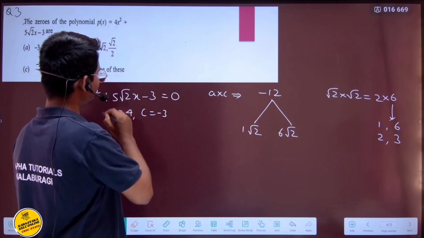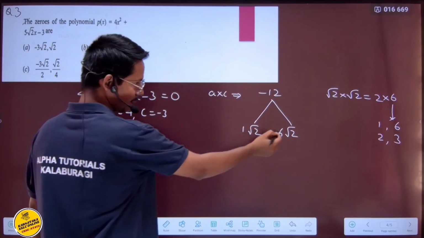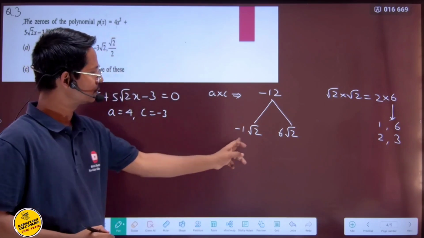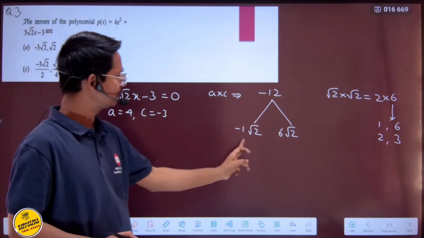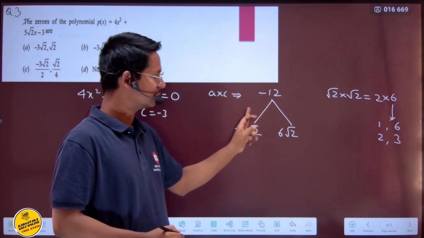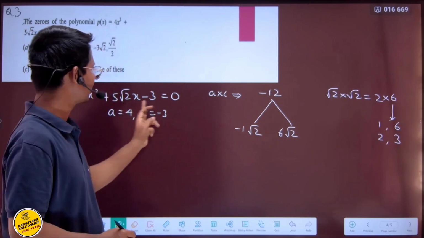Okay, so to get plus 5 root 2, I'll make 6 root 2, as it is a bigger number, a positive, and this one a negative. If I add, I'll get 5 root 2. If I multiply, I'll get minus 12. As here it is minus, any one term must be minus. So with this combination, I'm getting the correct answer.